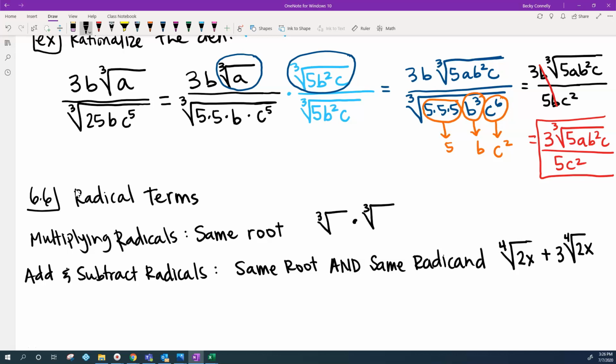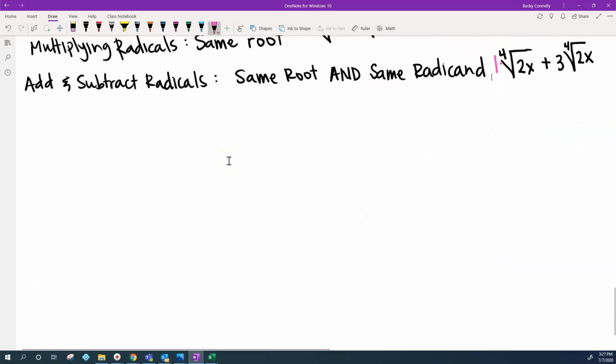So that coefficient out in front can be different, and the coefficient on this first one would just be a 1 if there's nothing written there. So this is like saying 1 times the fourth root of 2x plus 3 times the fourth root of 2x. But notice that in order to add those together, we have to have the same index and the same radicand. So everything has to be the same. That's one of the things you've got to remember about adding and subtracting with radicals. So let's look at a few here.